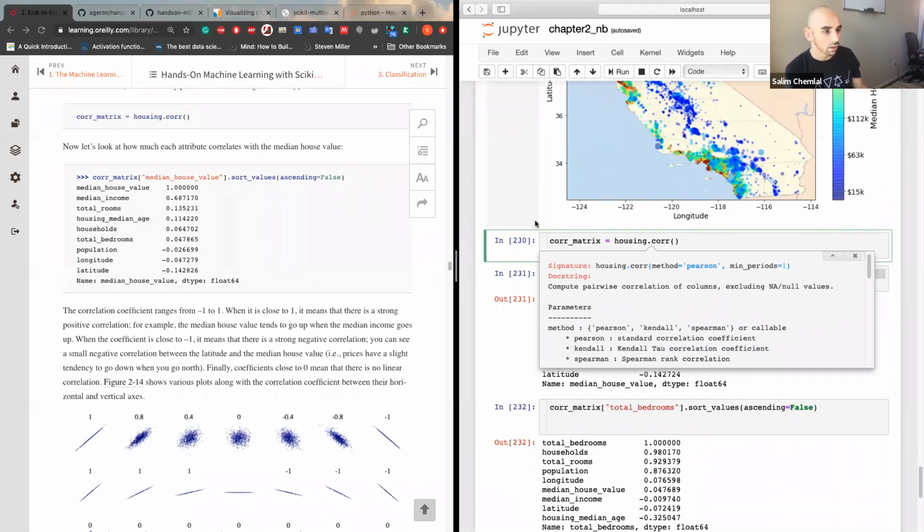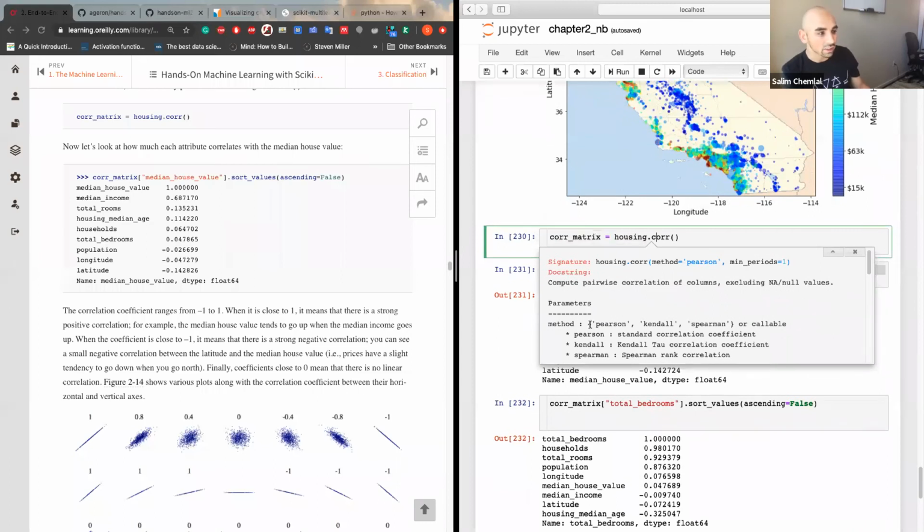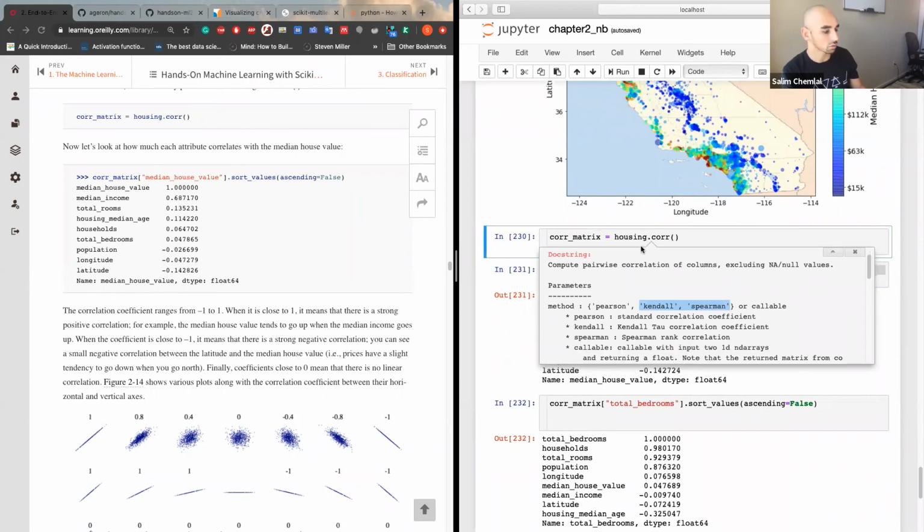Yeah. Okay, so actually, since we have this method: Pearson's, that's the one. Actually, this Kendall and Spearman, these are the two nonlinear correlation coefficients. Just to throw that out there. Okay.